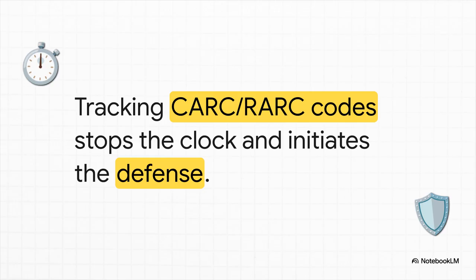We utilize the 835 CARC and ARC codes. These are the standardized codes that payers use to explain exactly why a claim was adjusted or outright denied. By tracking these specific codes, your revenue cycle team can immediately flag and categorize DRG downgrades the millisecond they hit the system, which stops the clock and lets us initiate our defense.